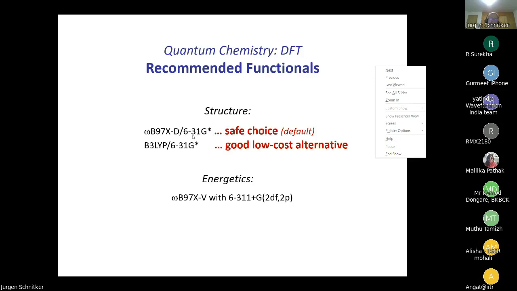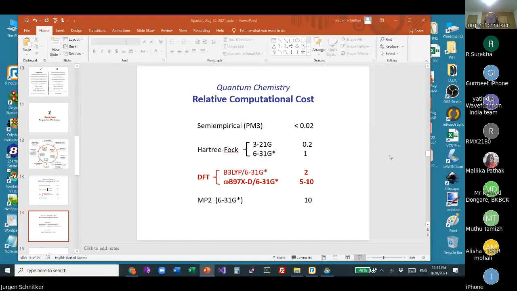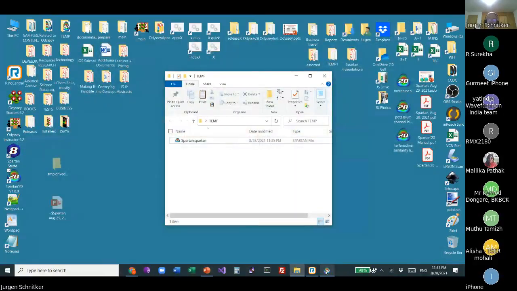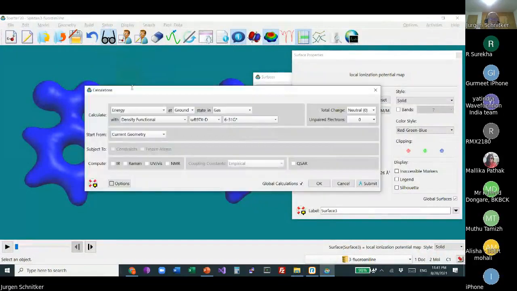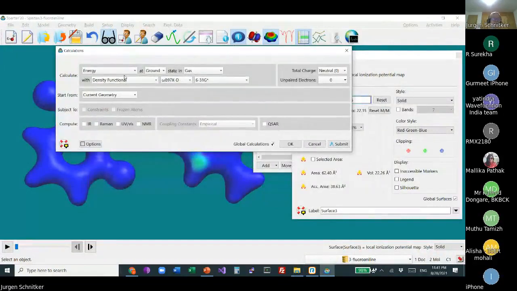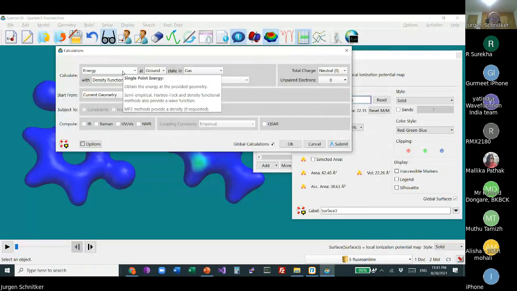So all you need to know is the default is this, and if you want it quicker, go back to B3-lib. For energetics, you should use something fancier. Now, if I go back to the program and look at the calculation dialog, display setup calculations, I can do all this with just a couple of mouse clicks.